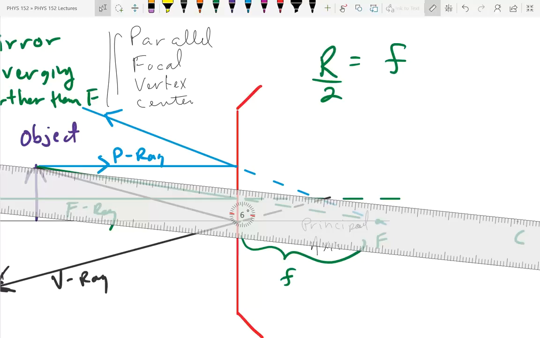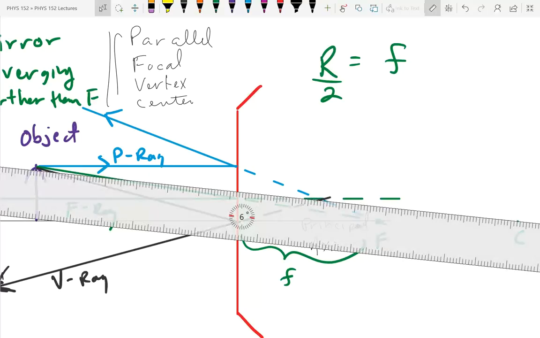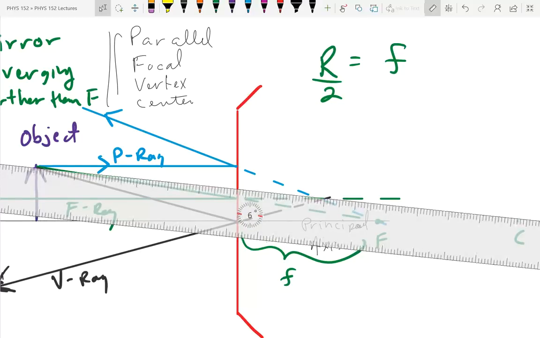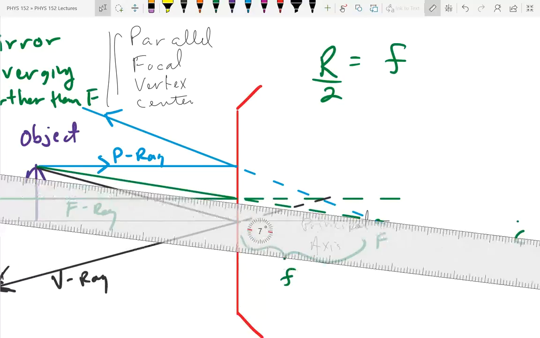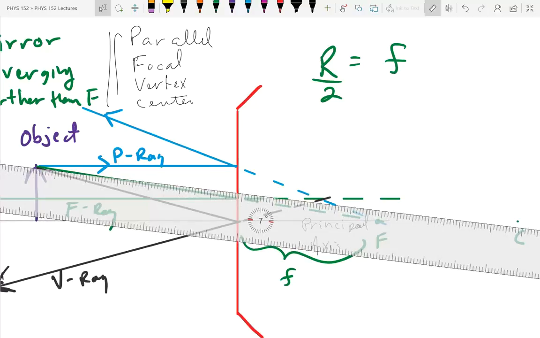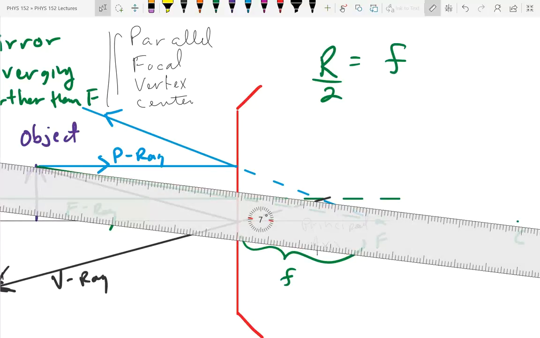And as you can see, this won't give me fractional angles. It's going to be impossible for me to get the right angle here because that's 6 degrees, which is too flat. And that's 7 degrees, which is clearly too steep. So I won't be able to draw that ray accurately, but that ray should go from the tip of my object through the center of curvature. And you can see that if I was halfway between these, it would cross the same place.